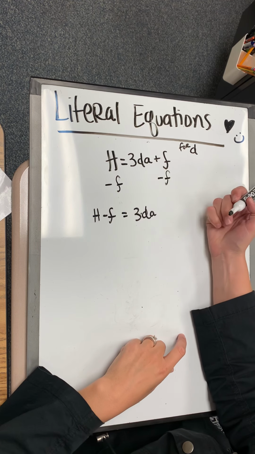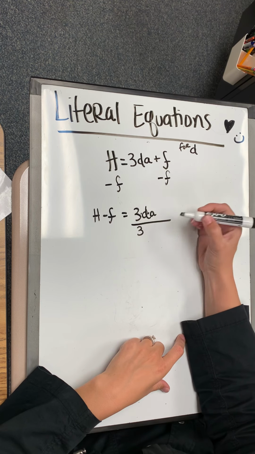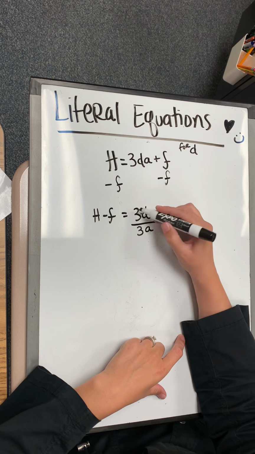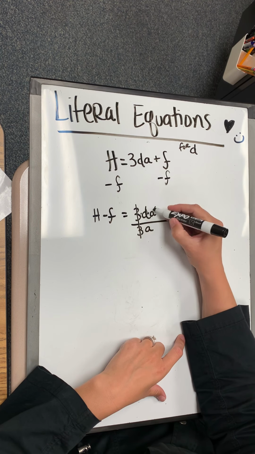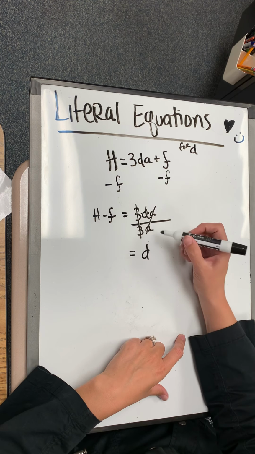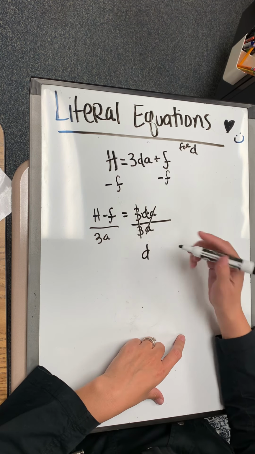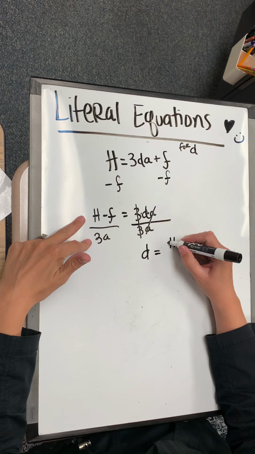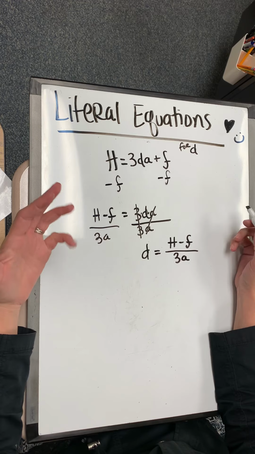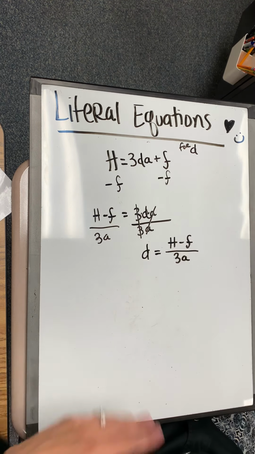Now, 3 is being multiplied by D and A is being multiplied by D, so I will do the opposite of both of them at the same time. I'll divide by 3 and I'll divide by A. 3 divided by 3 is 1, A divided by A is 1, and I have D left alone. So because I divided by 3A here, over here I also need to divide by 3A. So then D is equal to this, capital H minus F all over 3A. So if you understand the rules of moving things across an equal sign, you're gonna do just fine. And they're actually a lot of fun.